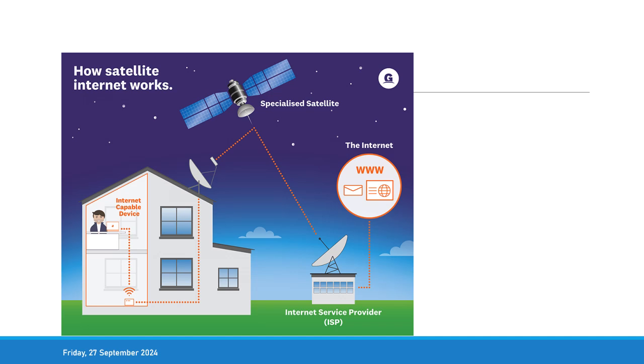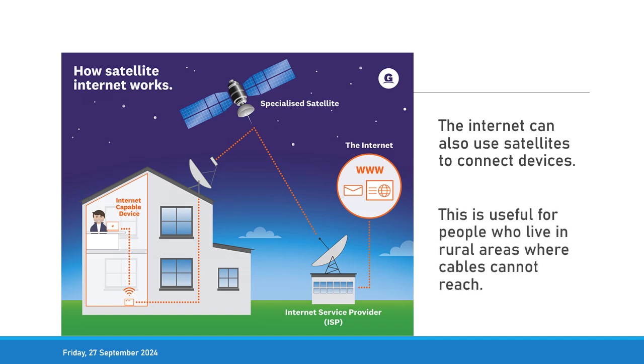But then you go to remote areas of the world that aren't anywhere near the sea or anywhere near any kind of underground cabling. In that case, what we can actually do is bounce a signal through a satellite. So that's really good for people that live in rural areas where cables cannot reach.